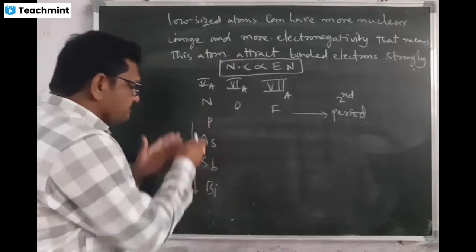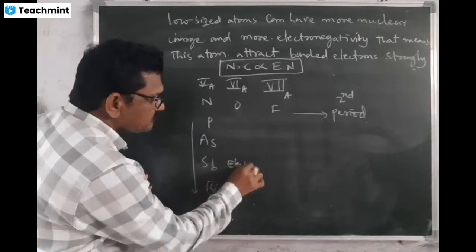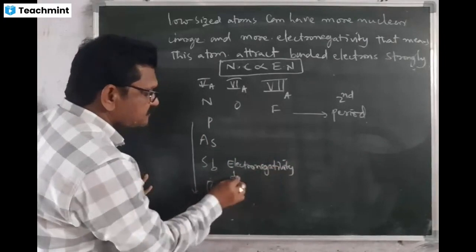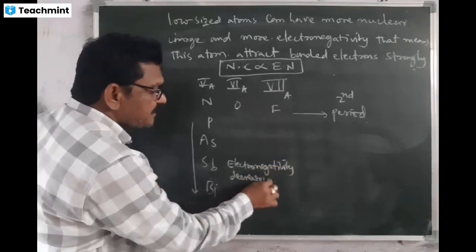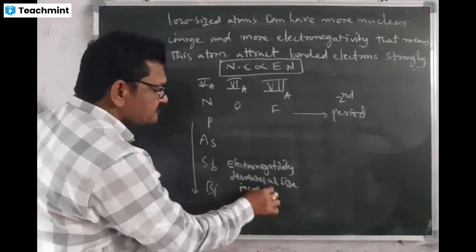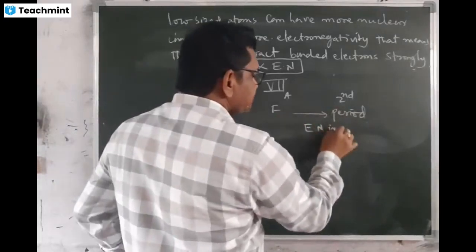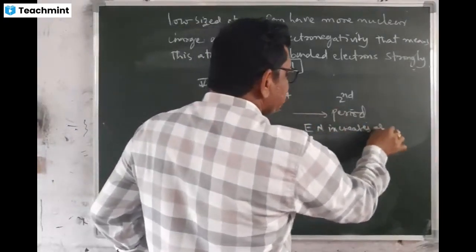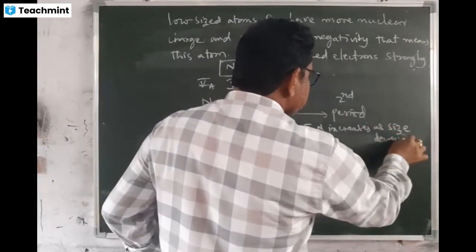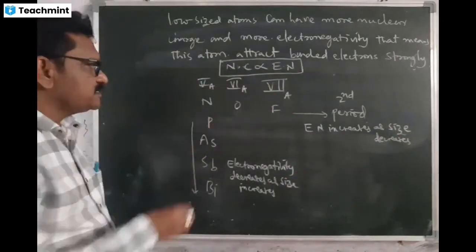When we move from top to bottom in a group, what happens? Electronegativity decreases as size increases. You remember this. But in a period, what happens? Electronegativity increases as size decreases. So you can observe this.